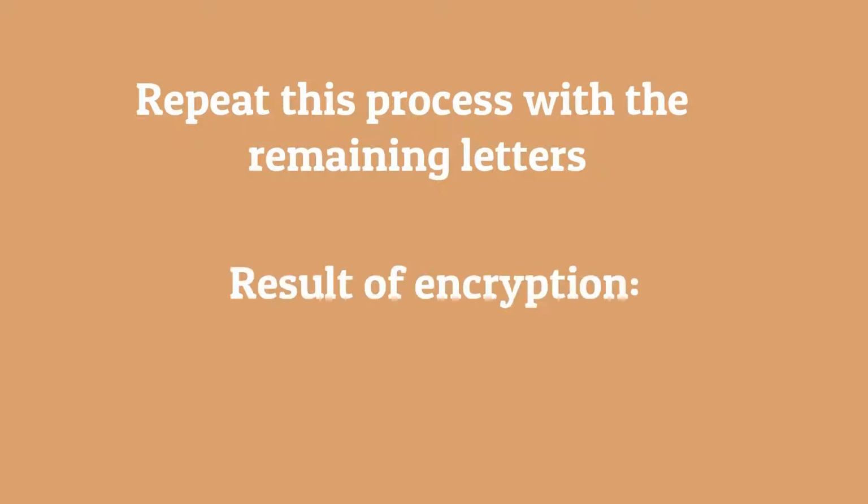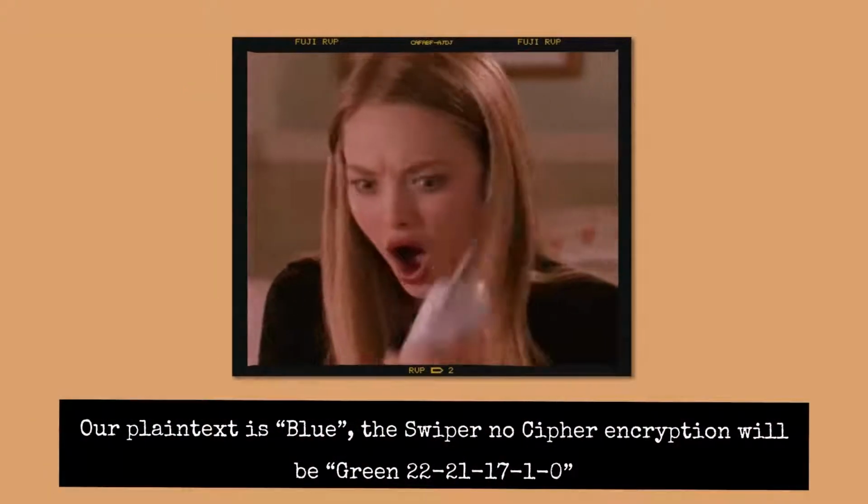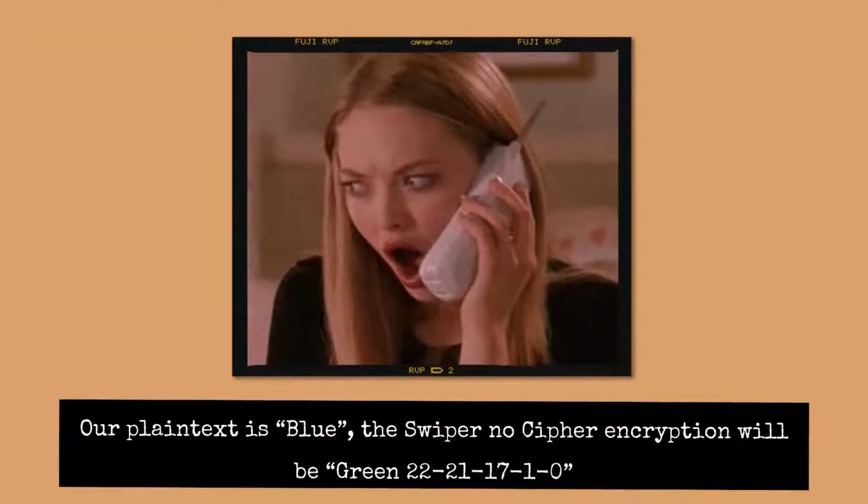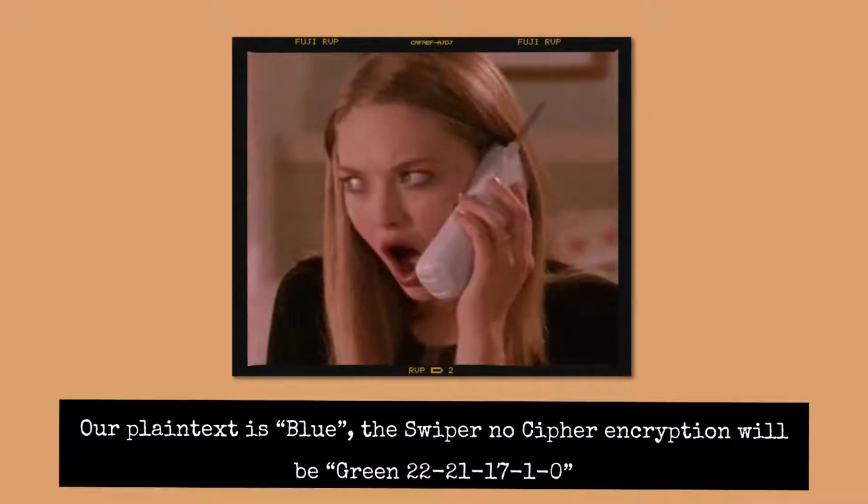Repeat this process with the remaining letters. The results are 22, 21, 17, 1, and 0. To deliver the message blue using the Swiper No Cipher encryption, I will say green 22, 21, 17, 1, 0.